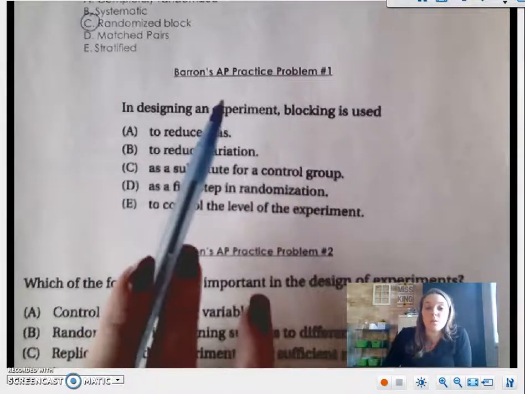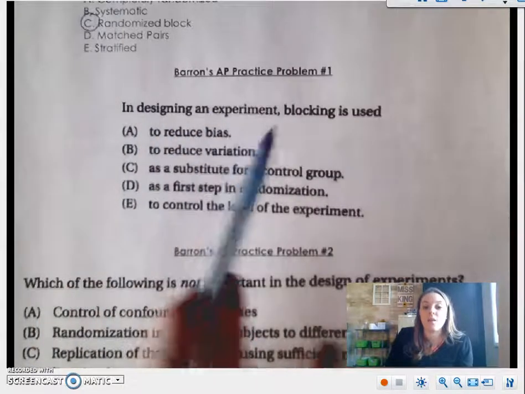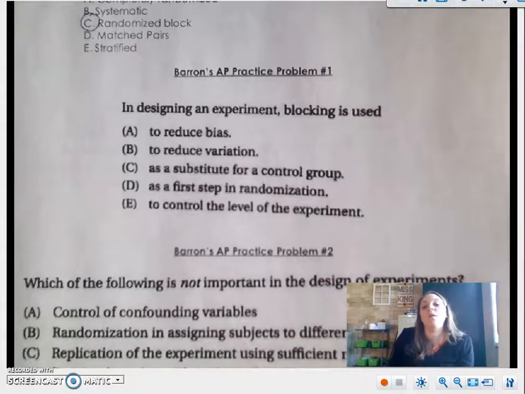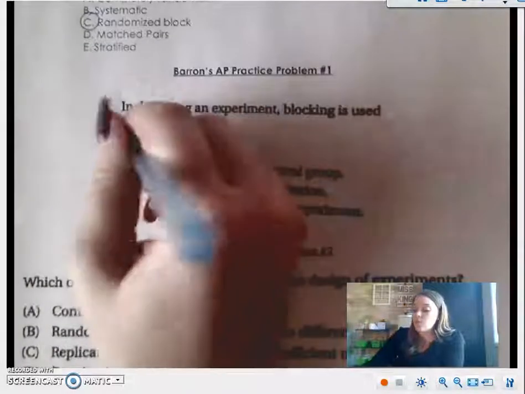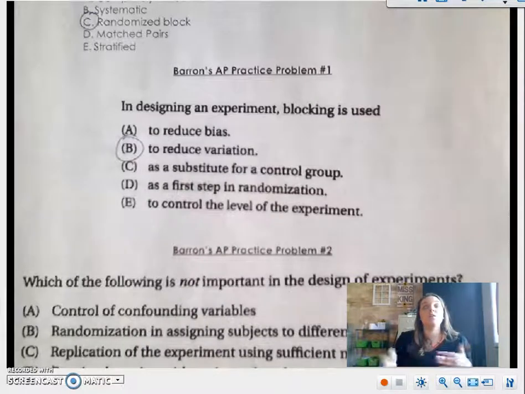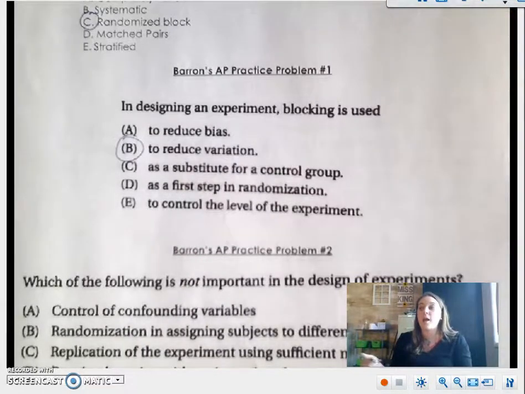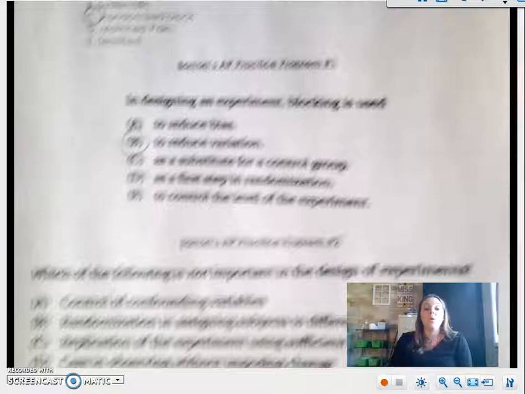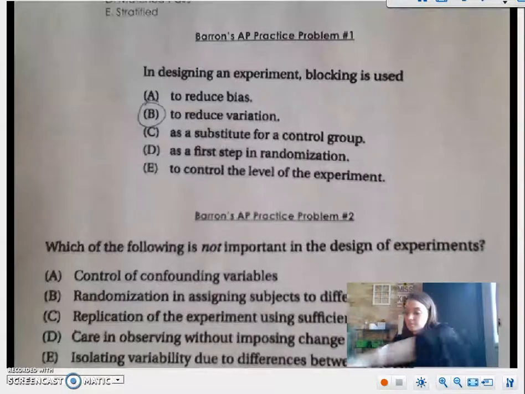The first AP practice problem says, in designing an experiment, blocking is used to blank. Blocking is always used to reduce variation, and that's strictly in the definition of blocking. Blocking reduces the differences between a group that you already know or a variable that you already know. For most studies, gender does play a big difference. By blocking for gender, now gender can't be a confounding variable when talking about experiments.